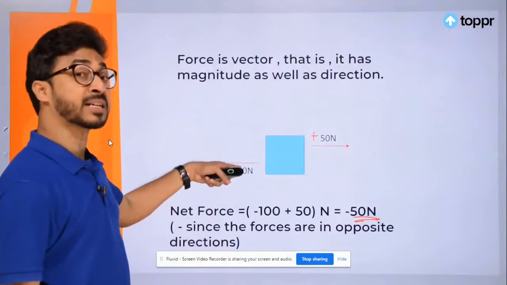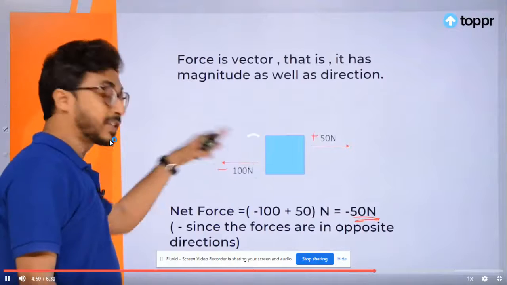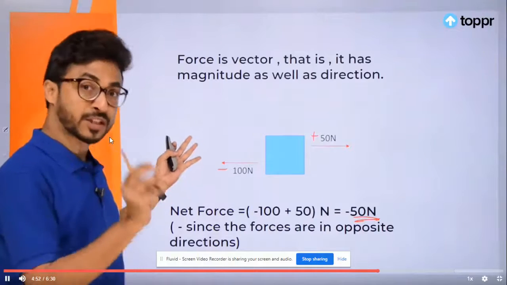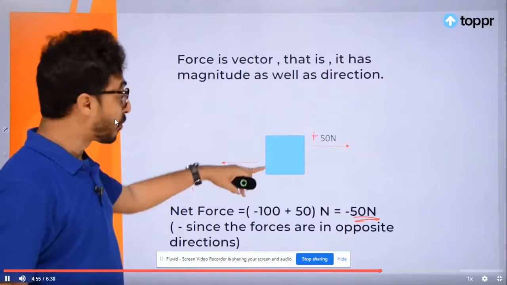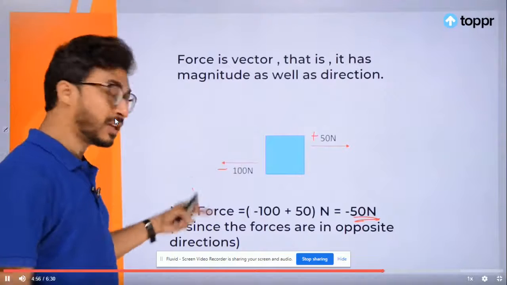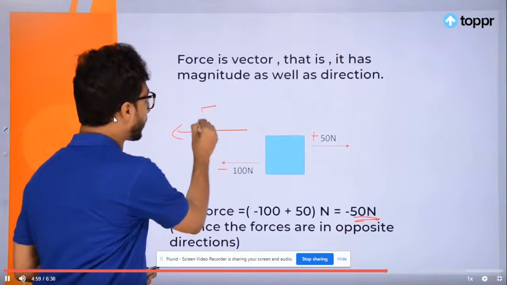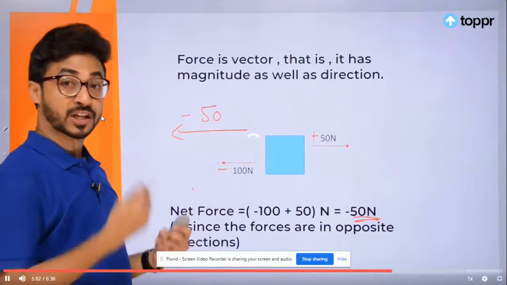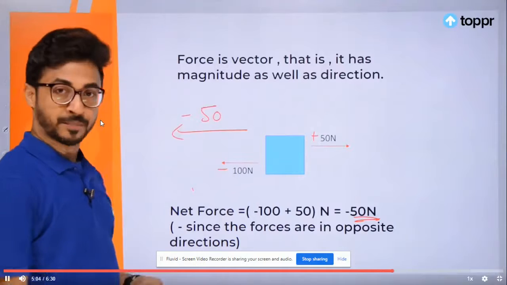See, 100 Newton is a greater force, right? So it moves in this way. But in terms of physics, what do we have to write? Yes, the net force is minus 50 Newton. It means the magnitude is 50 and the direction is in the opposite direction of what we have taken as a reference. Okay?